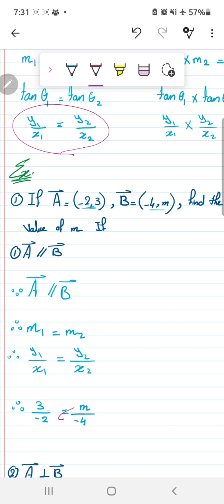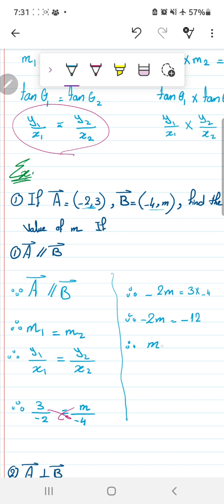Okay, cross multiplication. So we get -2m equals 3 times -4. So -2m equals -12, divided by -2. So m is -12 divided by -2, which is 6. So the value of m here is 6.